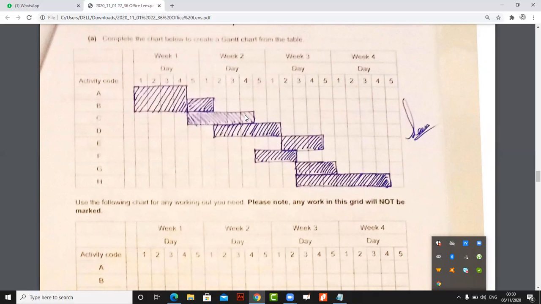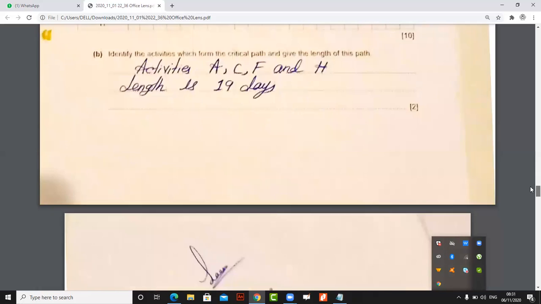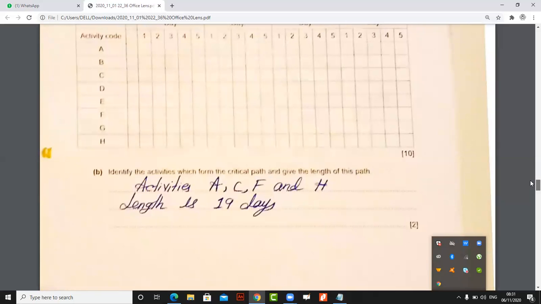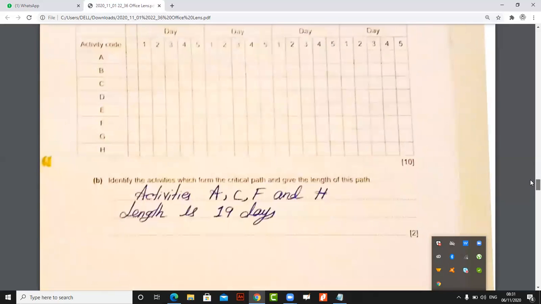फिर then C है, फिर C के बाद I have is F. Why? Because F will only start when this finishes. And then I have is G. G will only start when F finishes. So if we talk about the critical path, we'll have is this A, C, F, and H. So if you calculate the total length of this is 19 days. We call it the critical path. And you do know what the float time is, Halima? What's the float time? वैसे बात कर रहा हूँ.